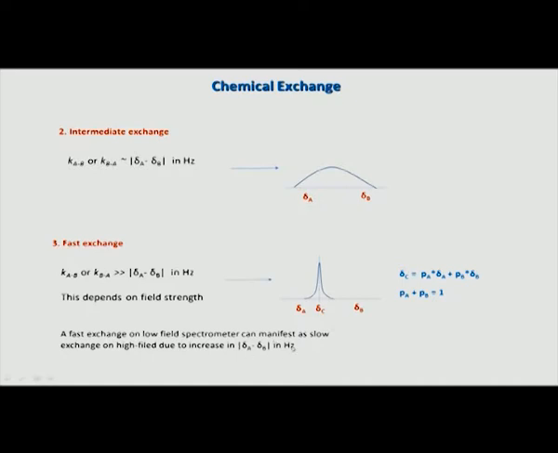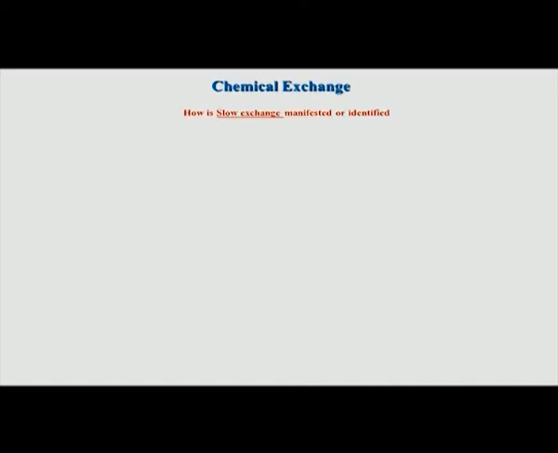So, therefore, by changing the spectrometer frequency, we can make the exchange rate slow or fast on the chemical shift time scale. So, remember, the time scale we are discussing here is all based on chemical shift values, but we will see later that it can also be based on some other parameter in NMR. So, let us see now how slow exchange can be identified.